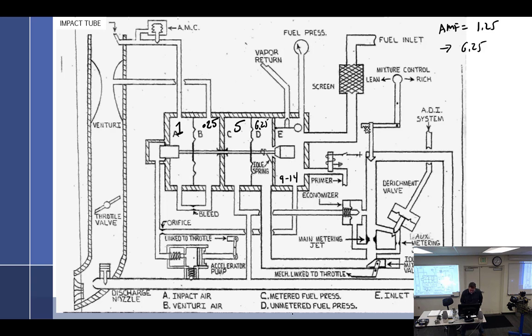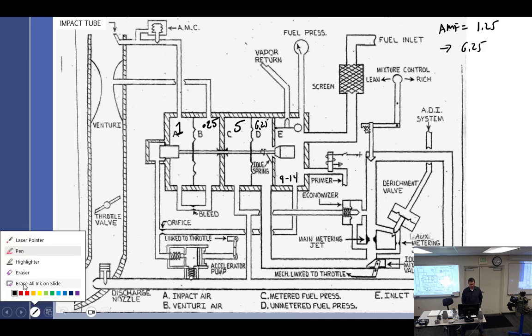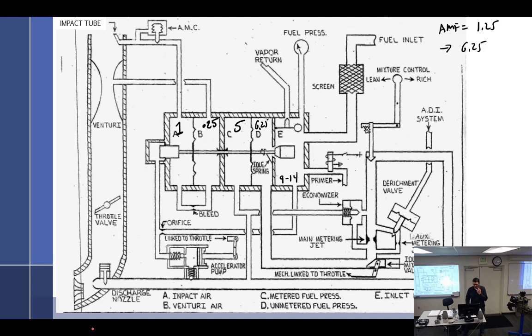Now, what if we added some throttle? I'll make that a different color. We add a little bit of throttle. What's going to happen to the pressure in A? We'll say it went up by 1.25. And we had increased venturi, so what happens to the suction in B? We'll give it a random value of 0.5. Well, what is C now? 5.